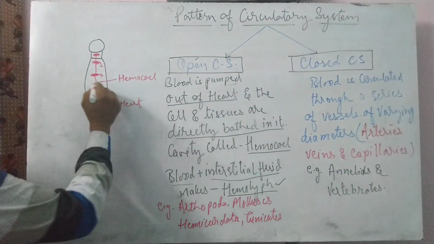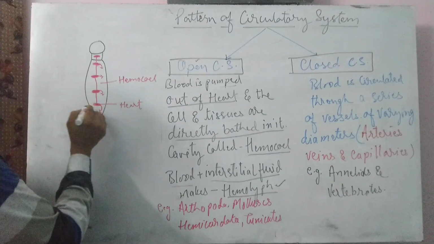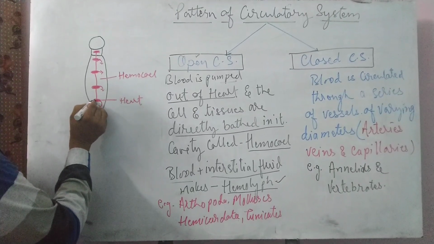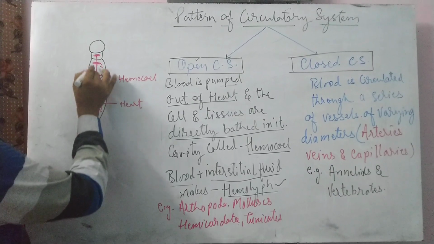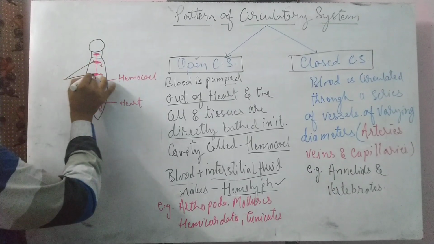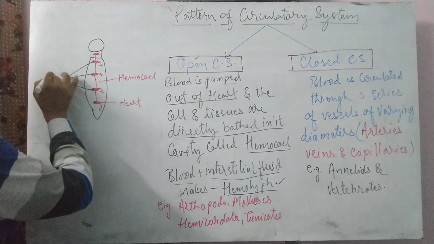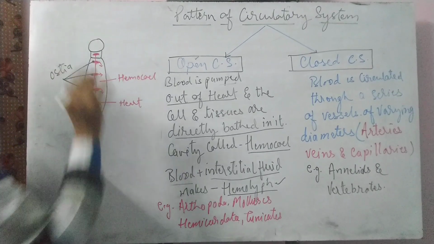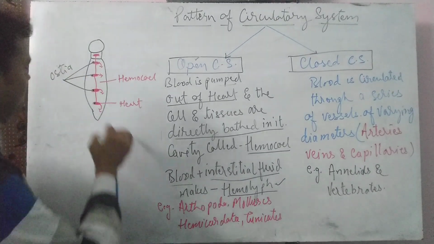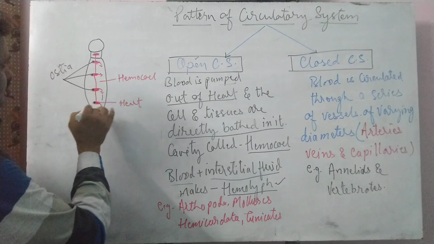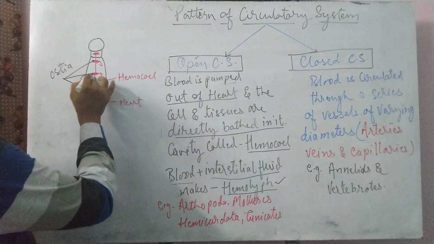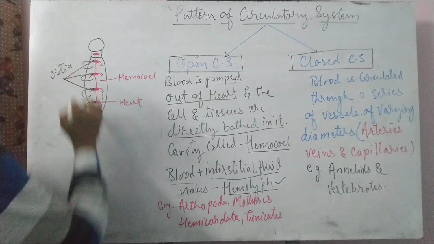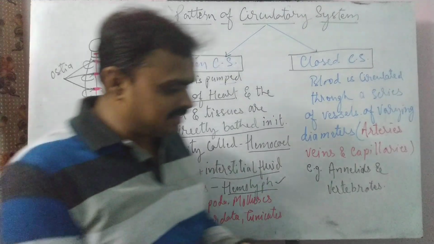Now there are the pores. What happens? All the blood comes back to the heart through the pores. These pores are called ostia. So blood will flow in the tissues and they again go where? They will go again into the heart through the ostia.